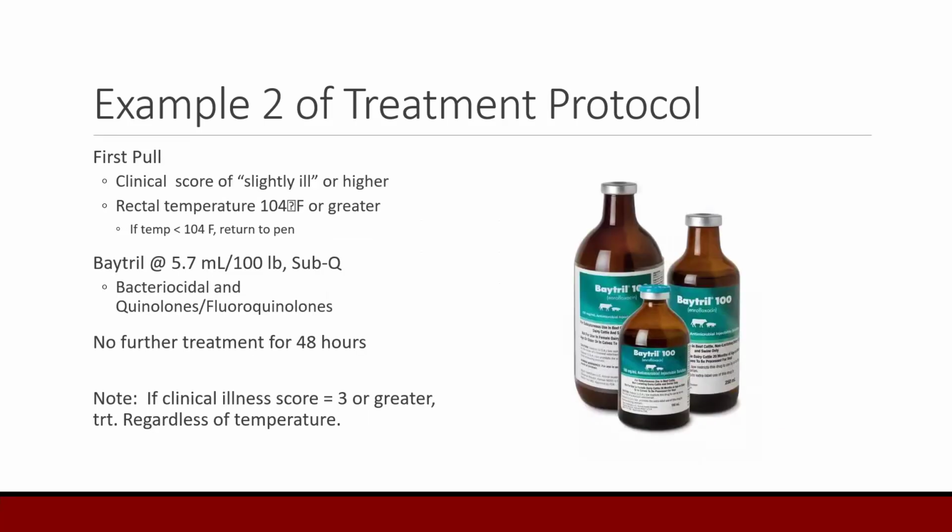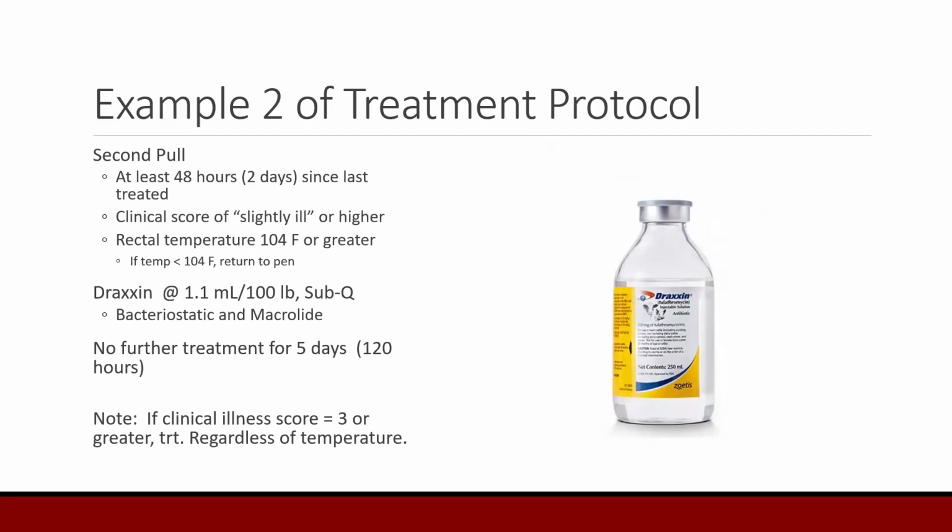Okay. Here's another example of a protocol. First pull, slightly ill or higher, so 1 and higher, we're going to bring them in and rectal temperature them. This time we're going to lead off with Baytril, 5.7 milliliters per 100 weight. It's going to be sub-Q in the neck. Baytril is bactericidal and a quinolone, a fluoroquinolone. Now we're not going to give them any more treatment for 48 hours. If they're 3 or greater, we'll treat them no matter what their rectal temperature is.